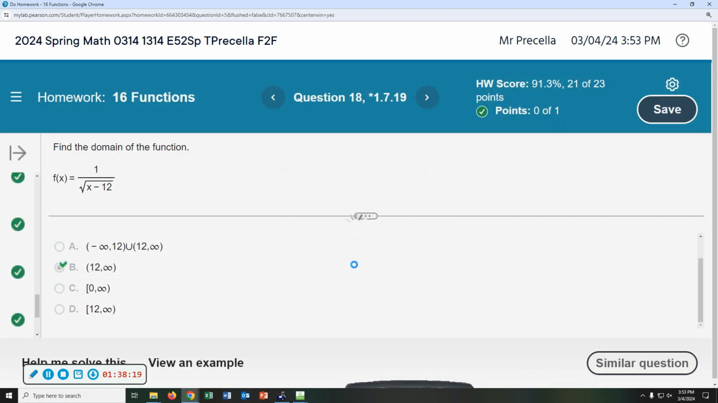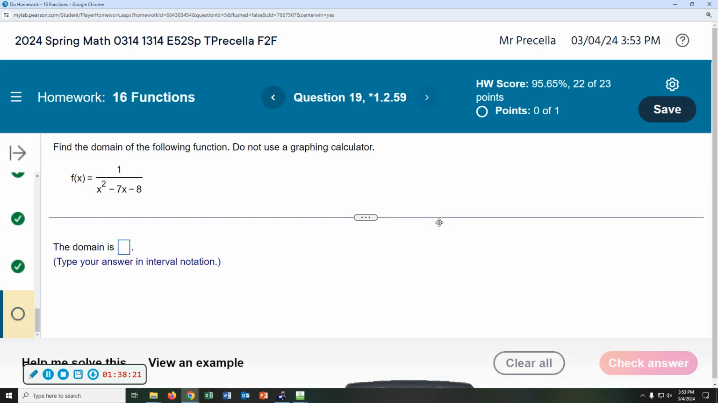And the last problem, number 19. This is one where there's no review or anything. Find the domain. I don't know why they stick on that "do not use a graphing calculator," but if you do use a graphing calculator, show me what you did to get the domain. Is this thing going to produce imaginary numbers? Or do we have to use the cut point method here?